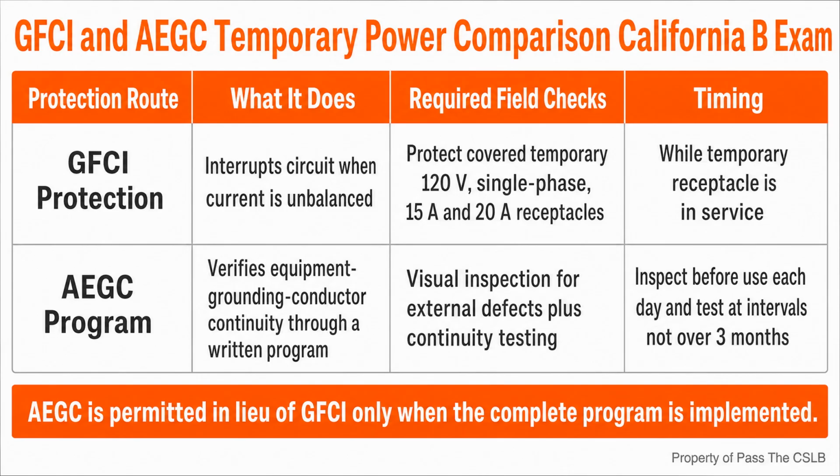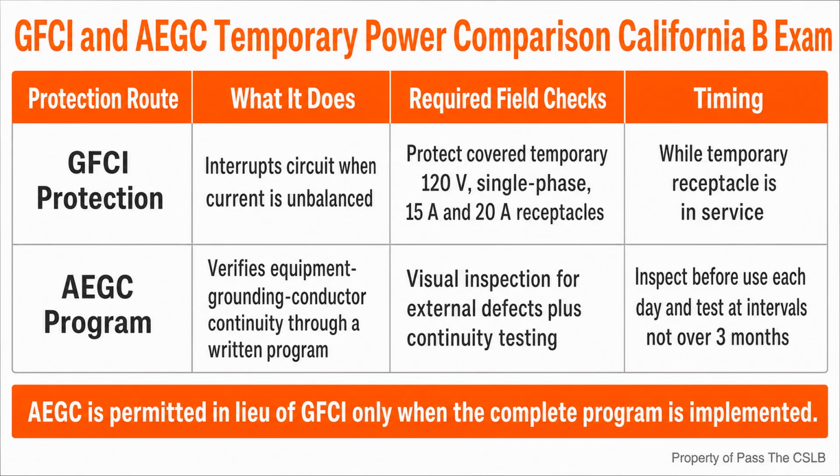The first major decision is how workers are protected at temporary receptacles. For all 120-volt alternating current, single-phase, 15 and 20 ampere receptacle outlets on a construction site that are not part of the permanent wiring, ground fault circuit interrupter protection is required unless the employer uses the permitted assured equipment grounding conductor program alternative. A ground fault circuit interrupter watches the current leaving and returning through the circuit. When the current no longer balances because some of it has taken an unintended path, the device interrupts the circuit. On a construction site, that unintended path could involve damaged insulation, moisture, a tool body, or a person.